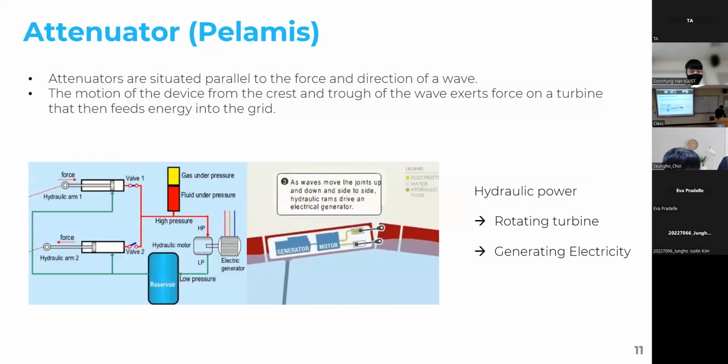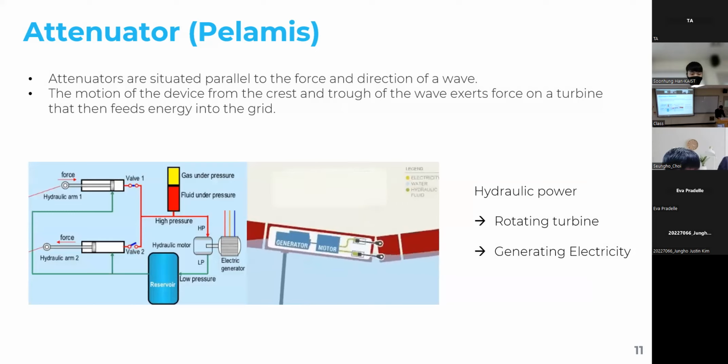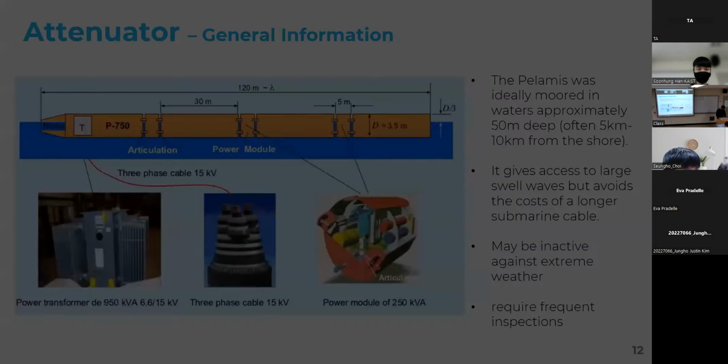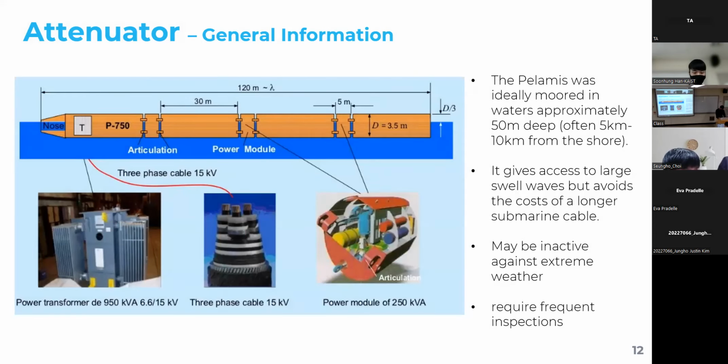The principle of the attenuator is like this. Here are 3 modules between the bodies. In the module, there is a circuit with hydraulic arms like in this figure. The body fluctuates by the movement of the surface of the water, creating hydraulic pressure. The length is 120 meters and the diameter is 3.5. Each power module can produce 250 kilowatts.